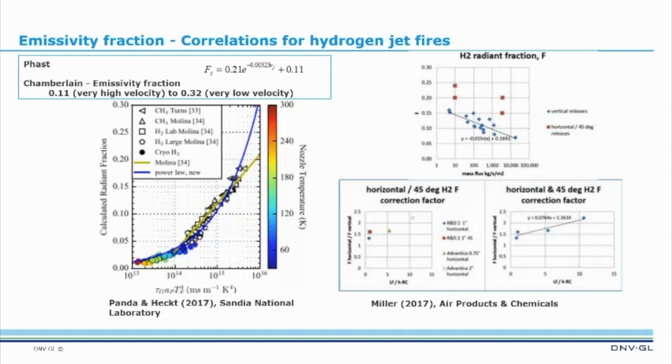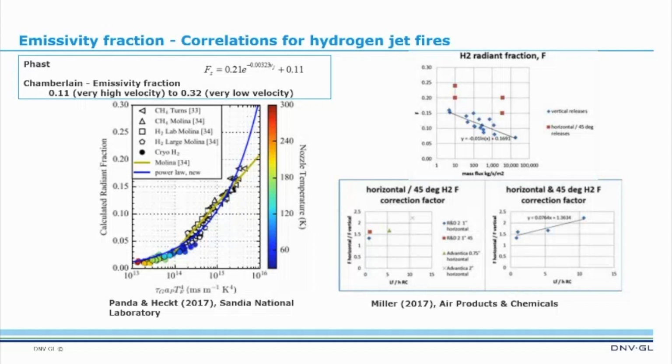Now, when I say very high velocity for 0.11, anything where you've got choke flow under expanded jets is going to be 0.11 with the Chamberlain model, essentially. So 0.32 is really for much lower velocity releases. So if you can think of, for any high pressure releases, the Chamberlain model as having an emissive fraction of 0.11, that's probably quite a helpful way of looking at it.